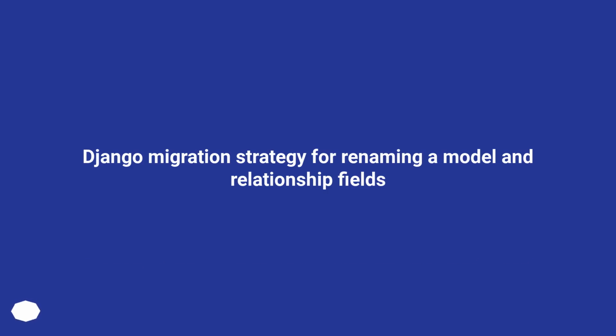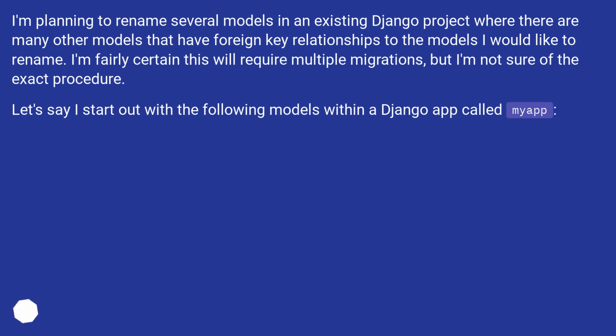Django migration strategy for renaming a model and relationship fields. I'm planning to rename several models in an existing Django project where there are many other models that have foreign key relationships to the models I would like to rename. I'm fairly certain this will require multiple migrations, but I'm not sure of the exact procedure.